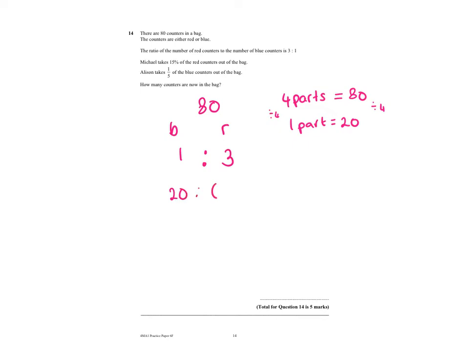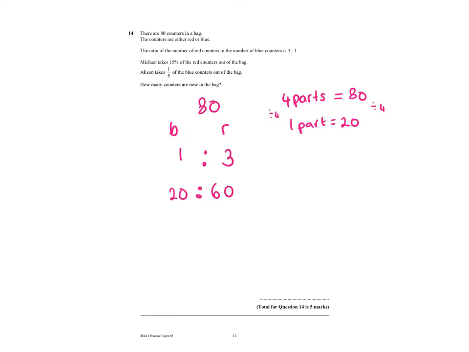Question 14. There are 80 counters in the bag. The counters are either blue or red. Okay, so I've got 80 counters. I've got blue or red. The ratio of the number of red counters to blue counters is 1 to 3. So what they've done is they've said red counters is 3, blue counters is 1. So there's a total of 4 parts altogether. So 4 parts equals 80. To find 1 part, I need to divide both sides by 4. 80 divided by 4 is 20. So blue is 20, and 3 parts for red is 60. 3 times 20 is 60.